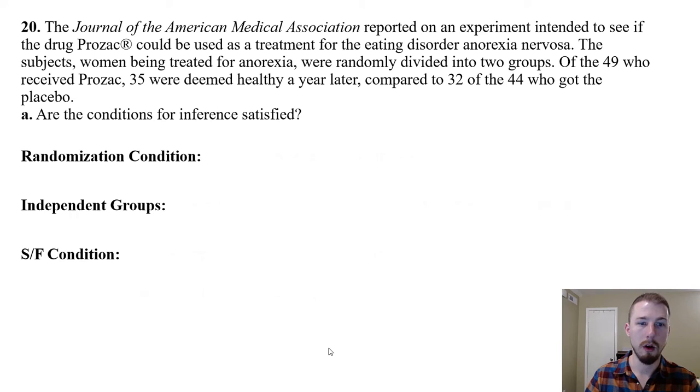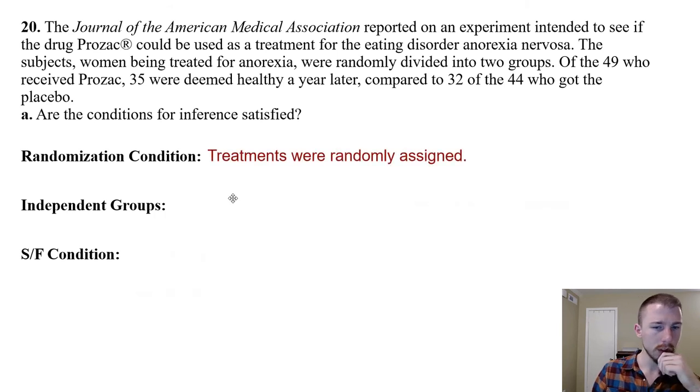So part A, are the conditions for inference satisfied? So the randomization condition, are they two random groups? Yes, so they were randomly assigned to their treatment groups. They're not randomly sampled, these are experiments, so it's important that they're randomly assigned to the treatment group. So we can't let them choose if they want to be part of the placebo or part of the active group. So we're good. We have randomization here, which is going to control for any lurking variables or variables of confounding as well. So the treatments were randomly assigned.